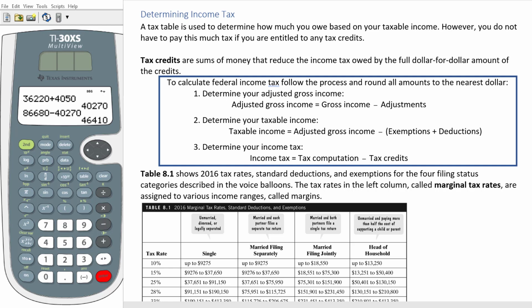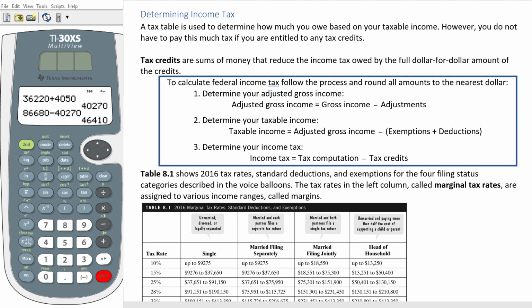Now, a tax credit is sums of money that reduce the income tax owed by the full dollar for dollar amount of the credit. So at the end, once you have your income tax that you're supposed to pay, if you have like $300 in tax credits, then you can just straight subtract that right at the end, dollar for dollar.